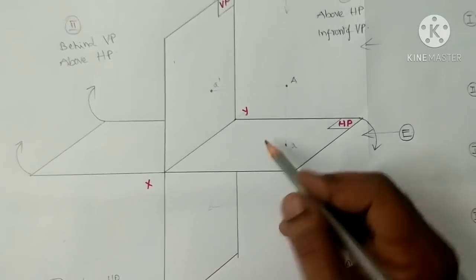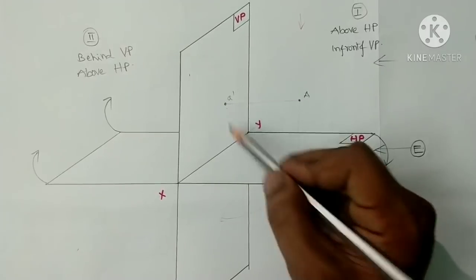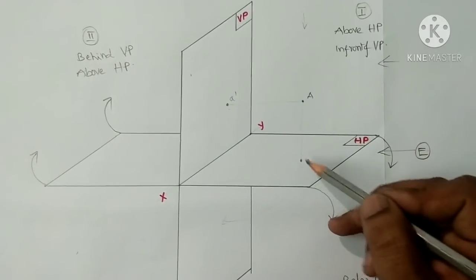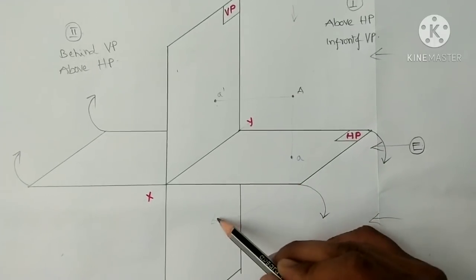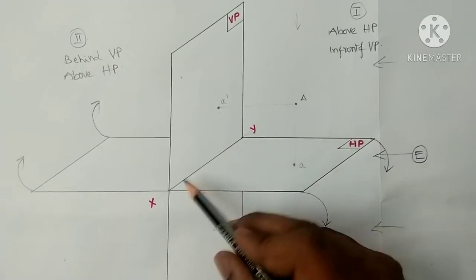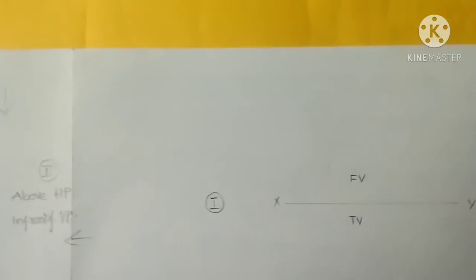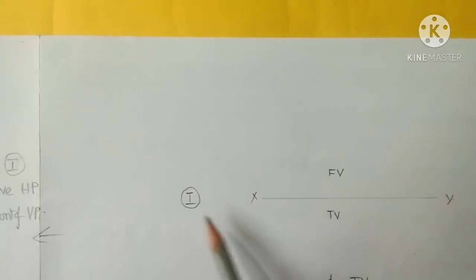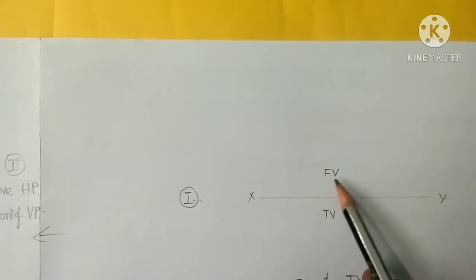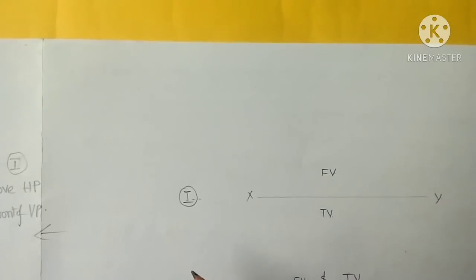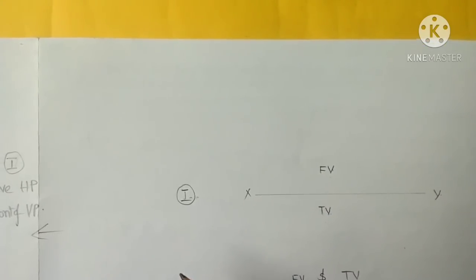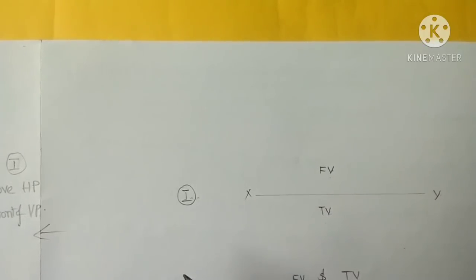So I can say here front view is located above the reference line. After rotation has been completed, this small a comes downwards. That means top view comes below the reference line. So I can show the views according to the first quadrant. Here, according to the first quadrant, front view is located above the reference line, top view is located below the reference line according to the quadrant system. That means after rotation has been completed.